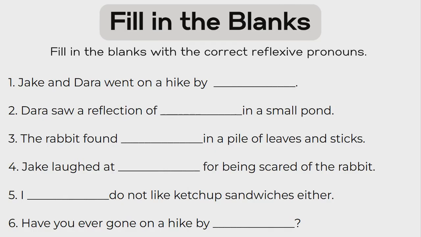All right, let's see how you did. Let's take a look at number 1. My subject in sentence number 1 is Jake and Dara, they. So what's the correct reflexive pronoun for they? It is themselves. And take a look here, we have by themselves. That's telling us that they are alone, right? On the hike, they went by themselves.